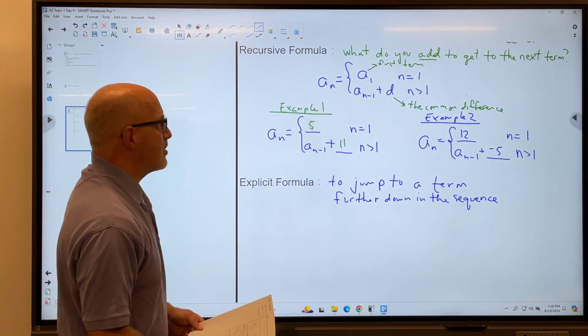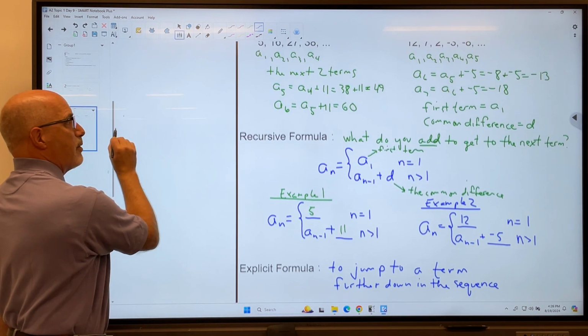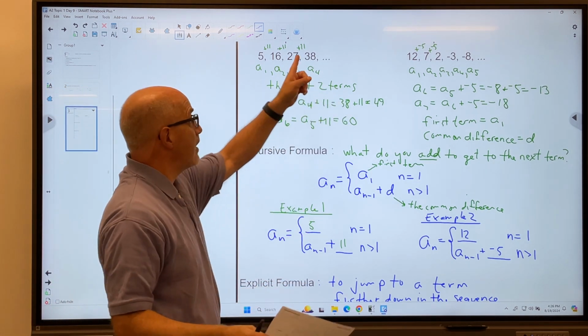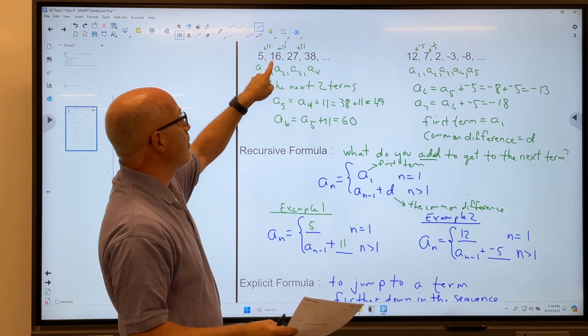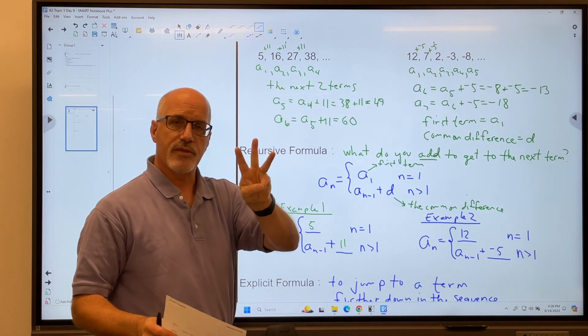All right, now let's just talk through what's happened here and how we come up with this formula. Think about this one here. To get to the 4th term of example 1 here, I started with 5, I added 11 once, I added 11 twice, and I added 11 3 times.